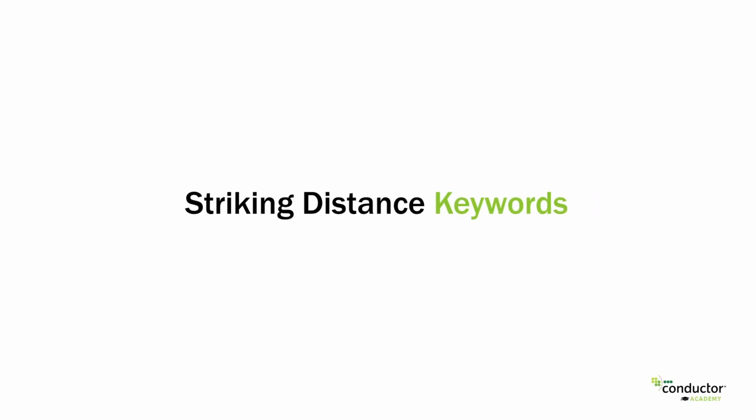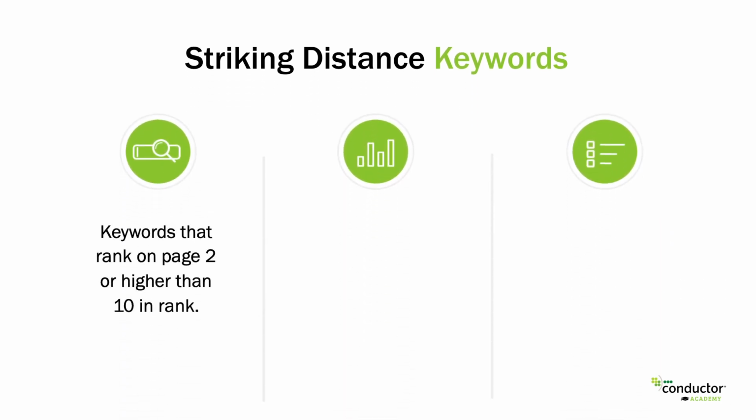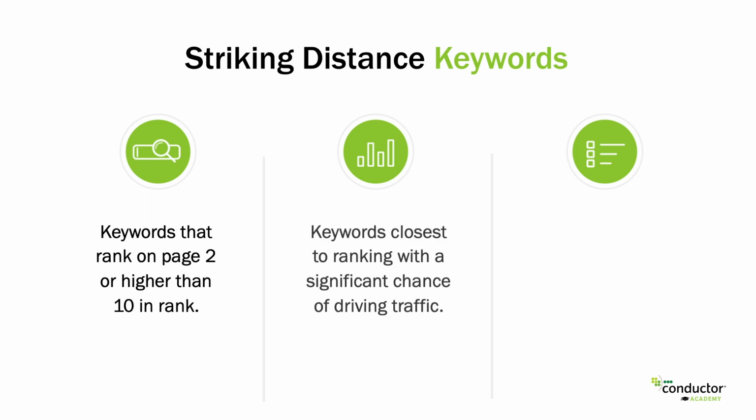There are plenty of strategies for finding potential content opportunities in your existing content, but one of the most effective is to look at striking distance keywords. Striking distance keywords are keywords that rank on page 2 or anything higher than 10 in rank. They are the keywords where you are closest to a ranking with a statistically significant chance of driving traffic.